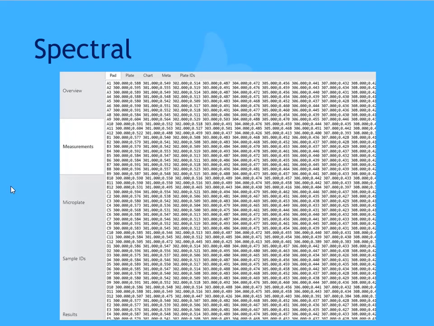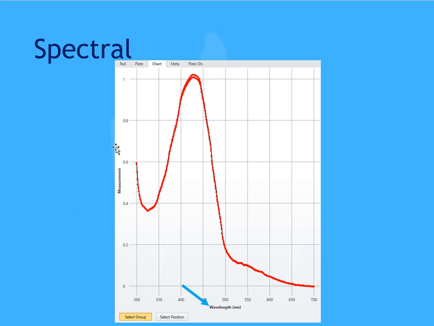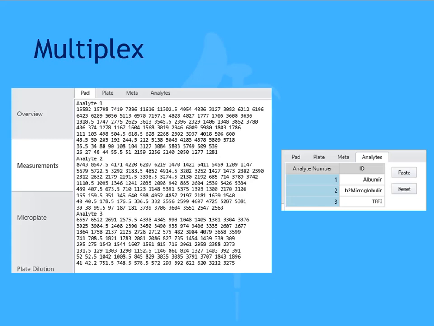Spectral data consists of a series of measurements at multiple wavelengths. Again, in this data, you can see the position is listed on the left, along with the multiple measurements corresponding to different wavelengths out to the side. Again, in this chart, you'll see the multiple measurements plotted on a scale of wavelength in nanometers. Multiplex data is a single plate of measurement data that is used to quantify multiple analytes from a single assay run. In this example, you can see a measurement for each position for each analyte, and upon analysis, this data will be used to interpolate concentrations for the multiple analytes.